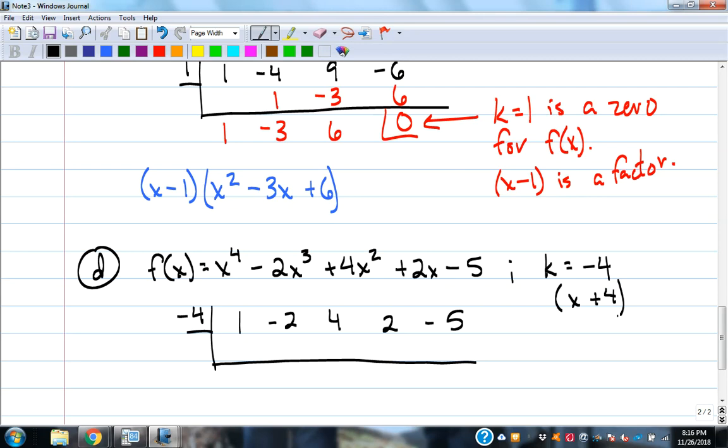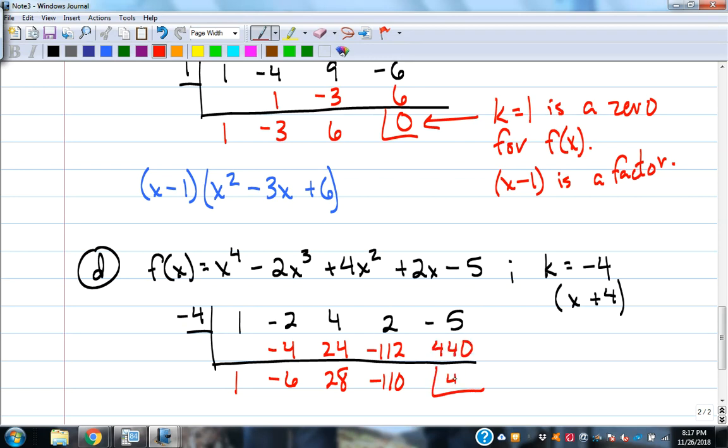Let's run the synthetic division. Drop the 1 down, multiply, add, multiply, add, and then multiply again. So 28 times -4, -80 and 32, -112. Is that right? And then, so that's -110. And -110 times -4 is a positive 440.